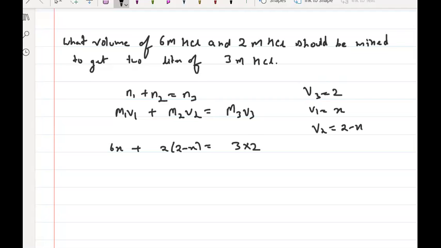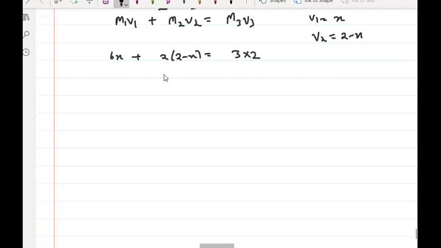Okay, let's solve some more examples. Because if you talk about the concept, it is the same as the mole concept. The concept is very small. You just have to use it. You should know how to use it.